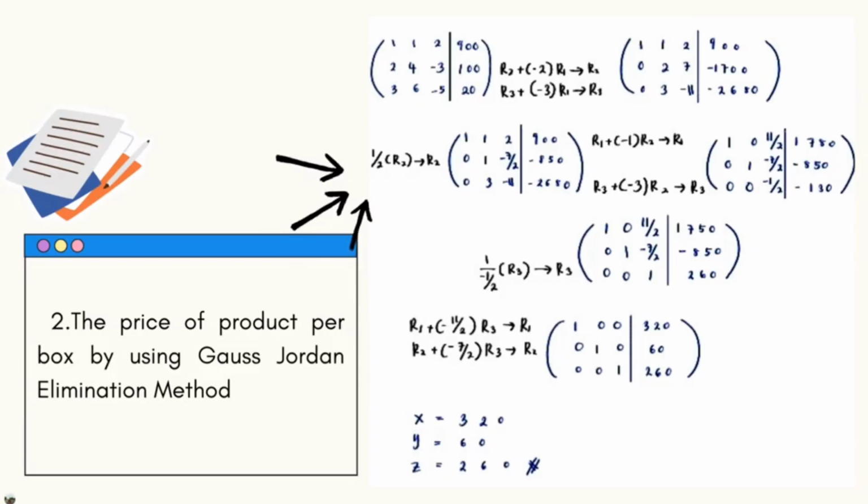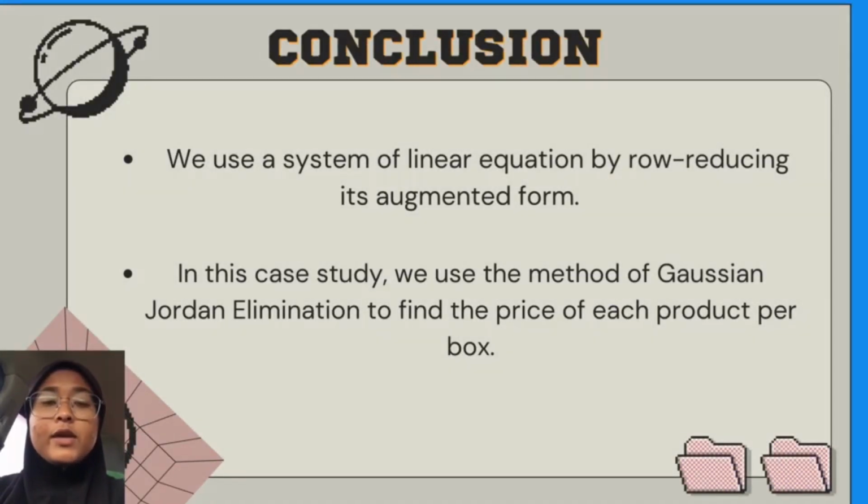For conclusion, we use a system of linear equations by reducing its augmented form. In this case study, we use the method of Gauss-Jordan elimination to find the price of each product per box.